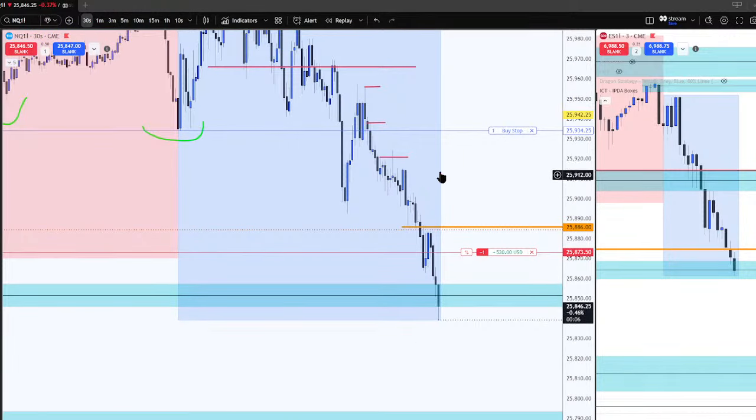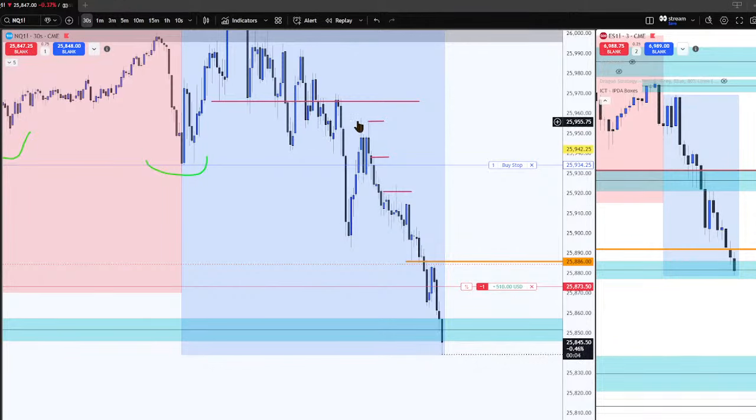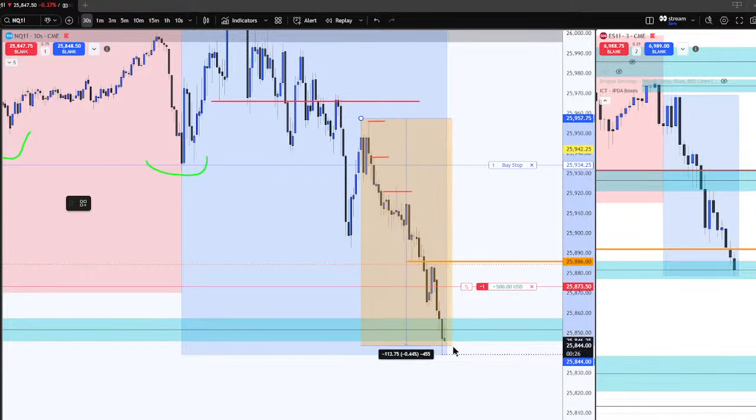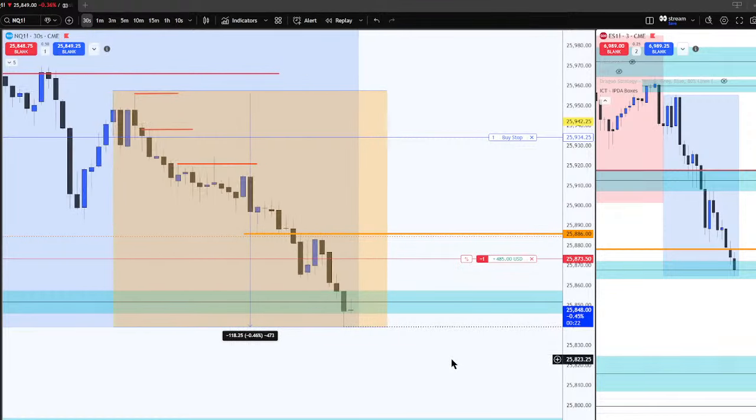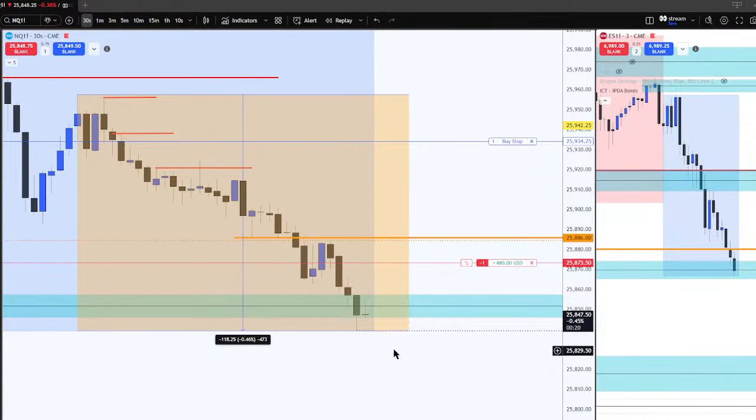Yeah, we've been in it, homie, since up here. So now my entries are right here, but you've got to think my actual entry was all the way up here, guys. So we're now at a 118-point move. That's just super locked in.